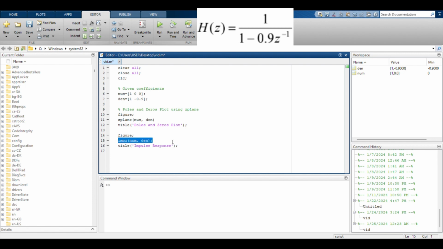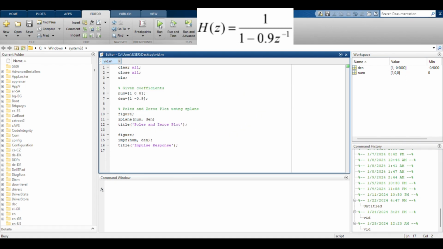And the impulse graph will either rise exponentially, decay, or just be a straight constant line. So if we write the impulse response code, it is the same as for the z plane. We give numerator comma denominator, and that's it. And we hit run.